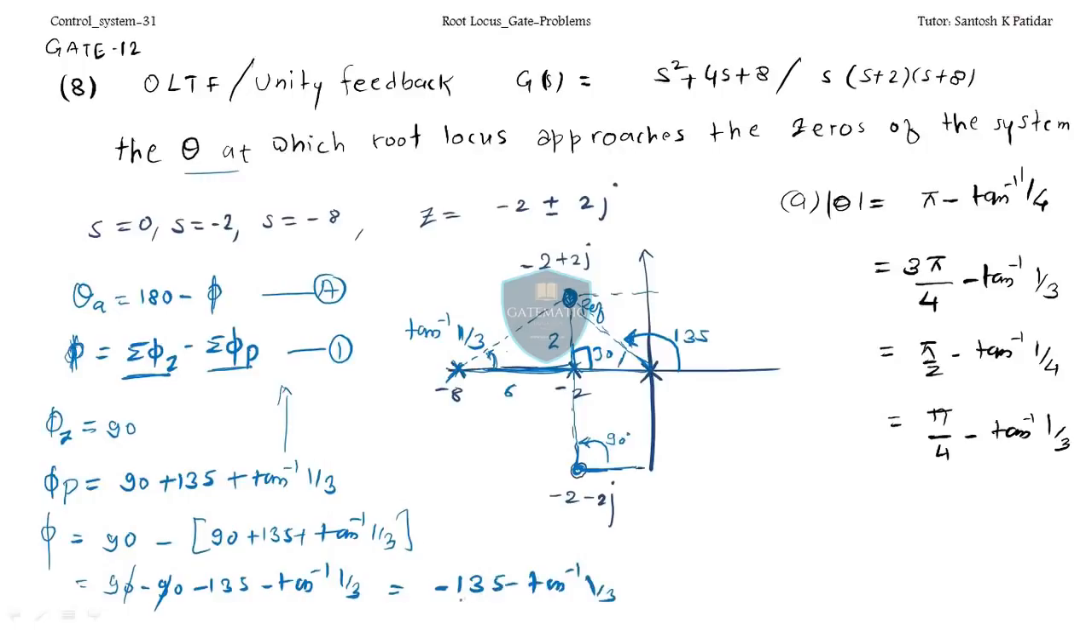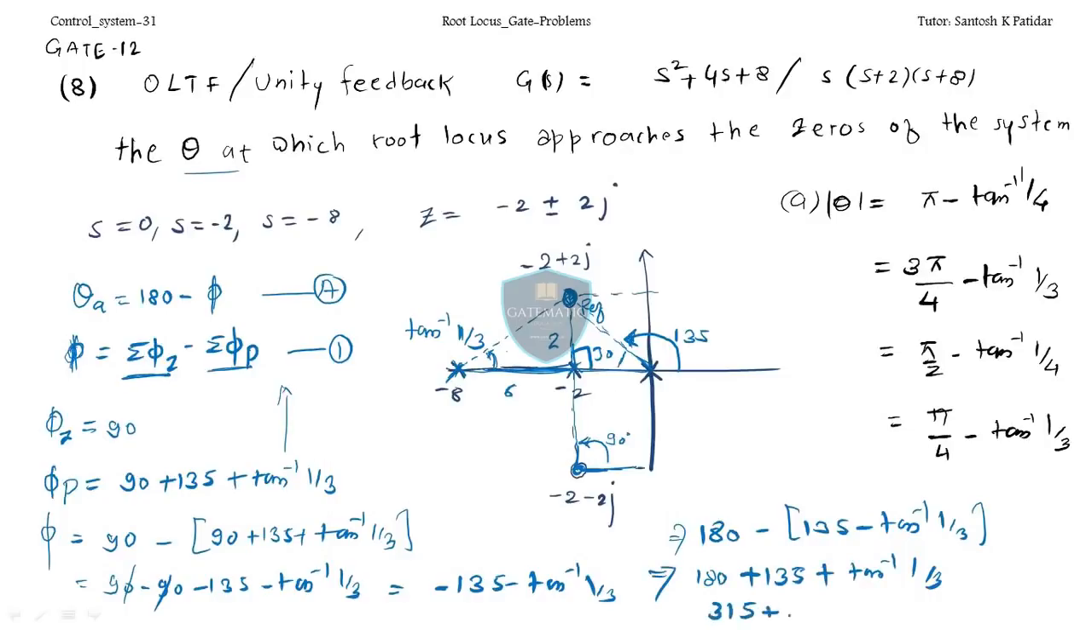Okay. Now please put this value in the equation A. So the equation A is 180 minus 135 minus tan inverse 1 by 3, so this is 180 plus 135 plus tan inverse 1 by 3. Add these two quantities, you are getting 315 plus tan inverse 1 by 3. This is your answer. Do you have options like this? No, you do not have any option.